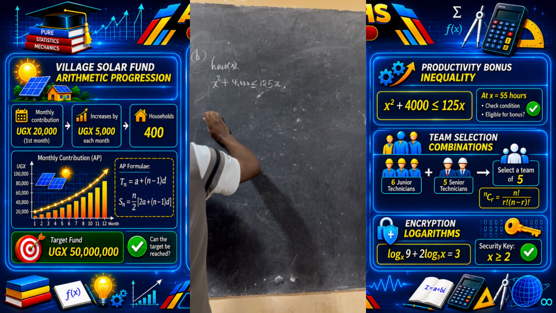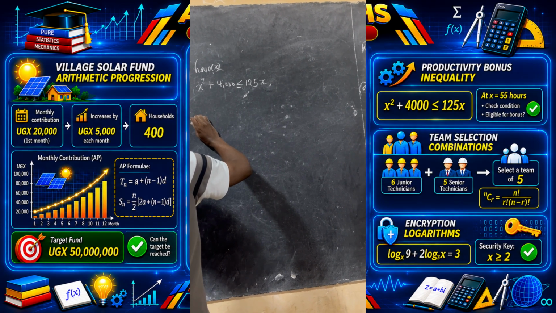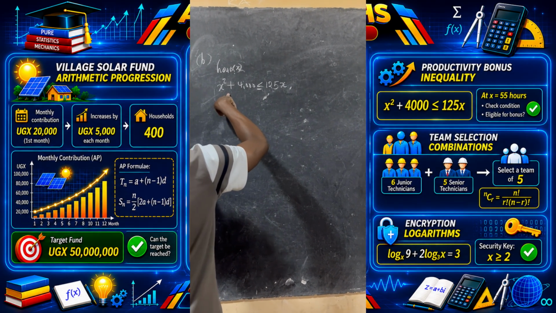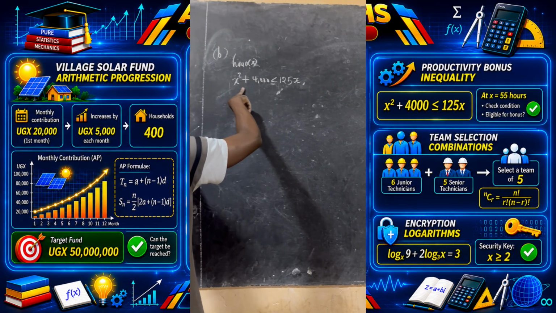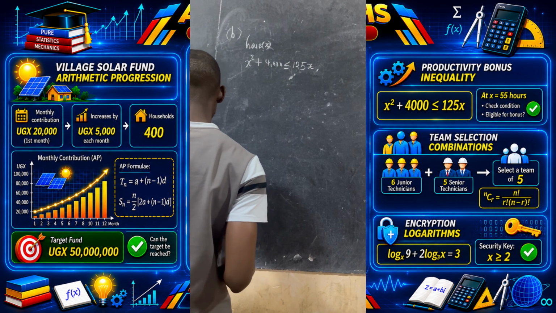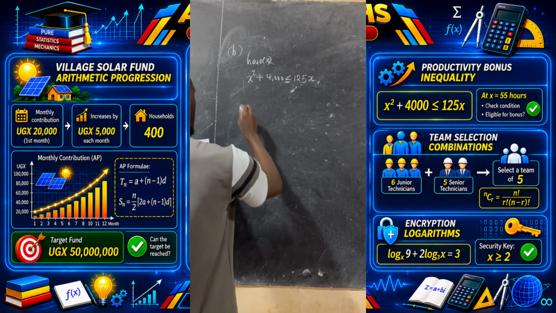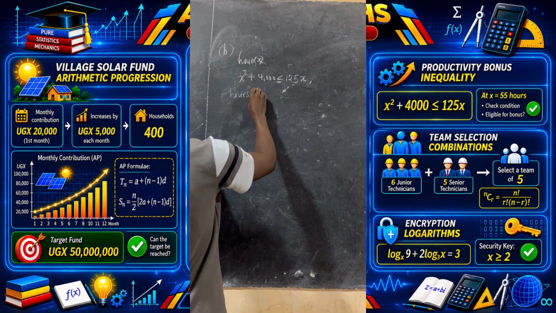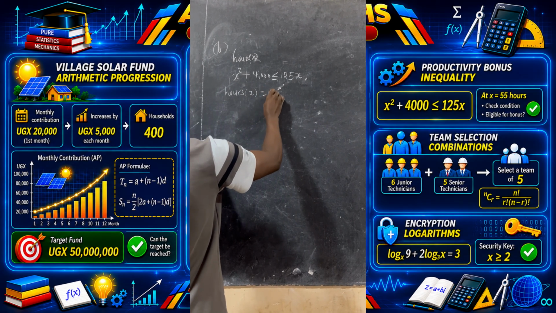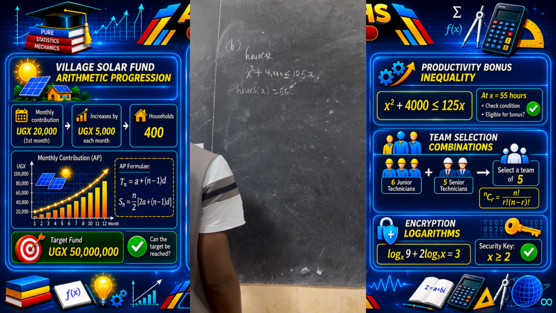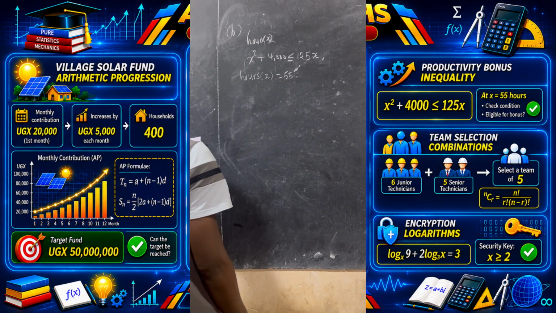For the technician to qualify for the performance bonus, this condition must be fulfilled. A senior technician has worked a total of 55 hours. So this one is hours. They are giving us x, which is 55 hours in a certain week, and is unsure whether he will qualify for the bonus.